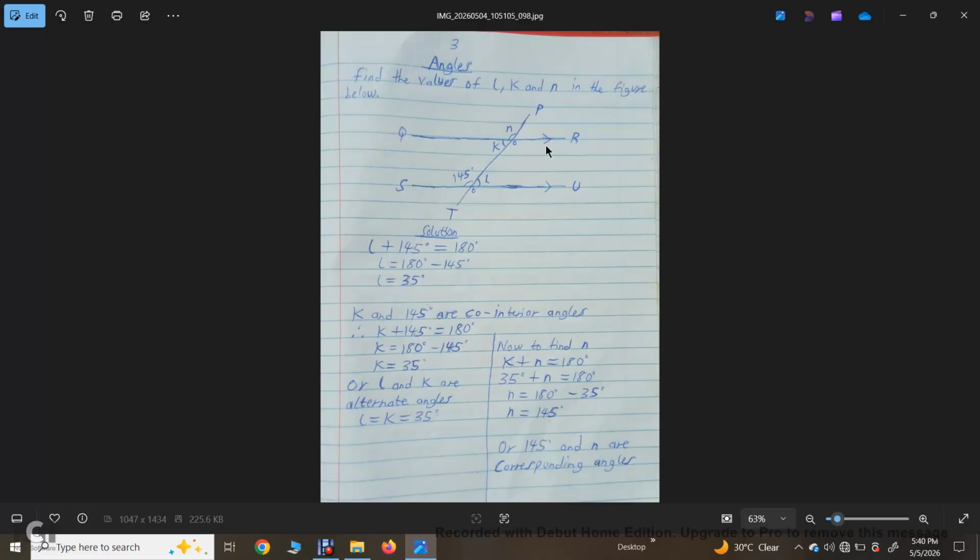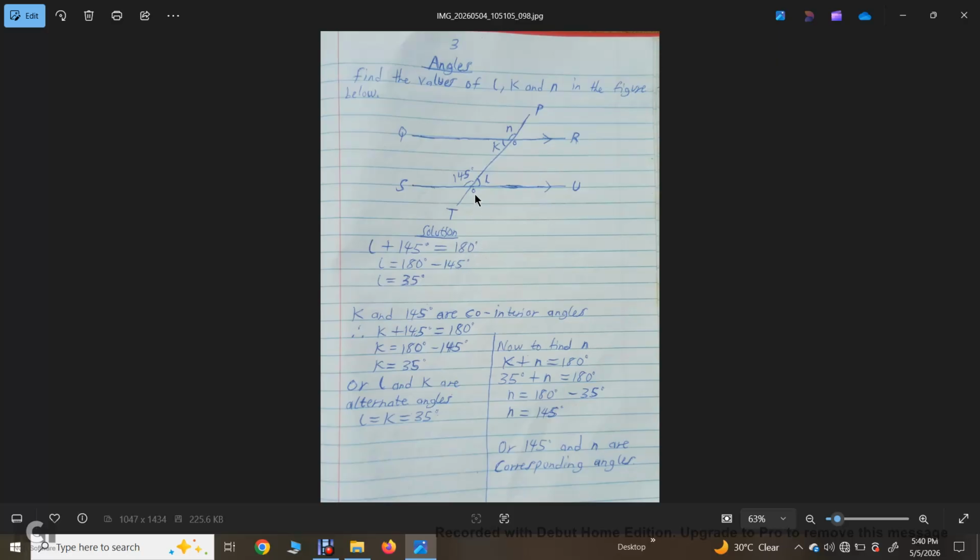These things mean they are parallel lines. And since they are parallel lines, you can apply some properties on them, like corresponding angles, alternate angles, and opposite angles. But if they are not parallel, you cannot apply these properties on them. If they are parallel, you can apply these properties.